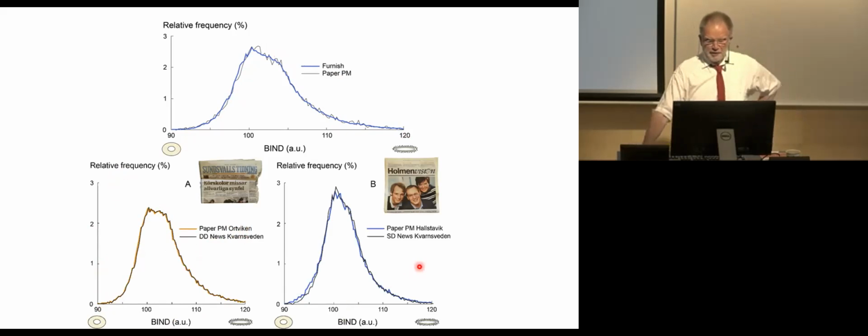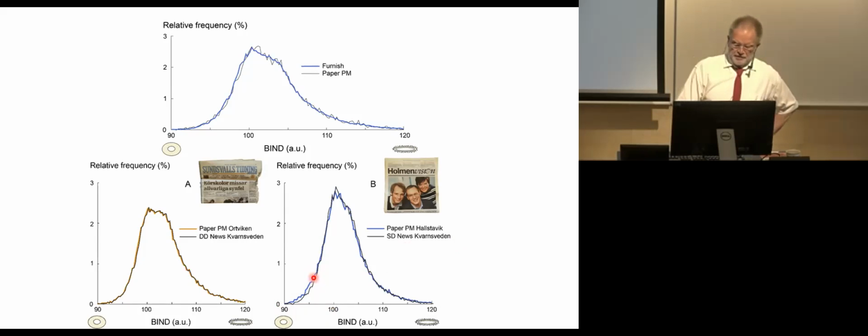And we also ordered a paper from the Hallstavik mill here. And you can see it fitted very well with the single disc refiners in Kvarnsveden. You can even see here, it's a little bit of difference here in that tail. We don't know the reason for that, but it's something you can get deeper going to these distributions, going beyond averages.